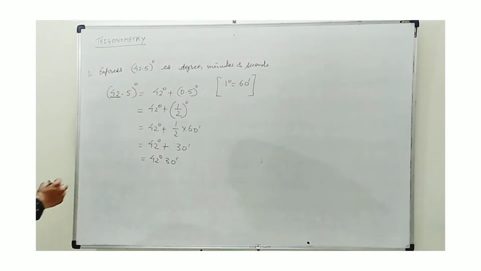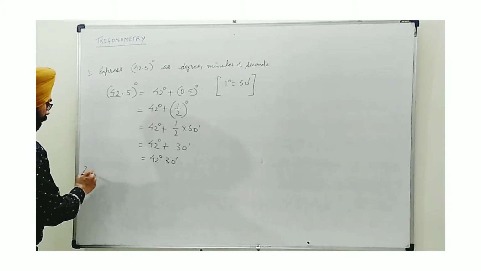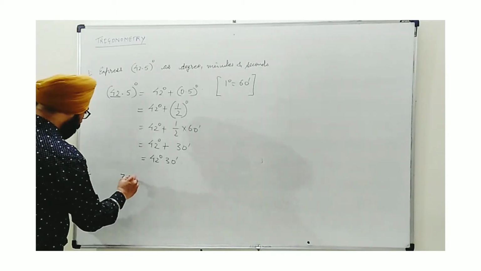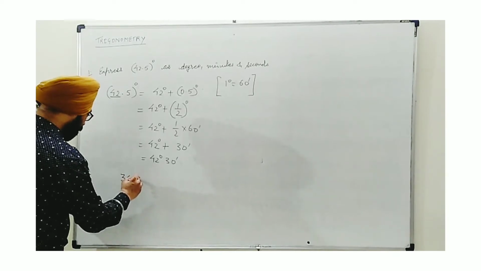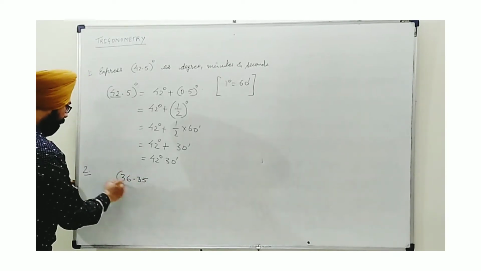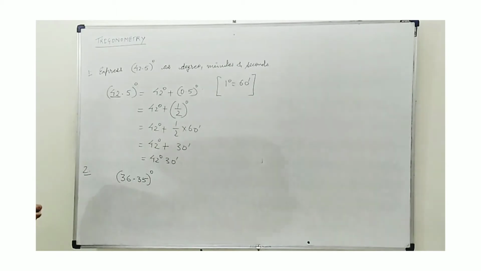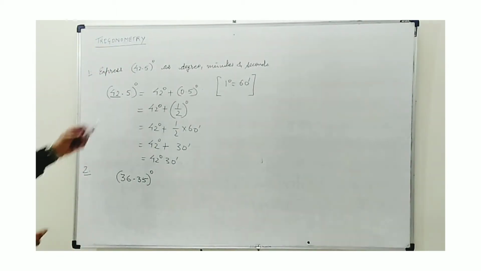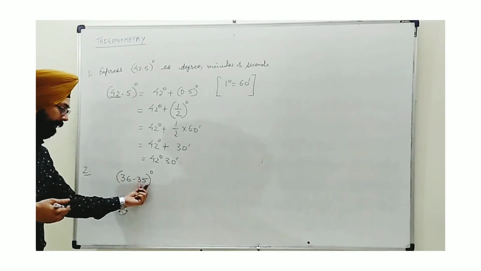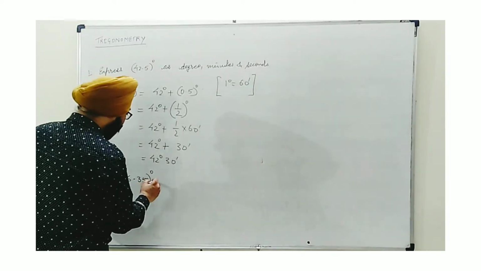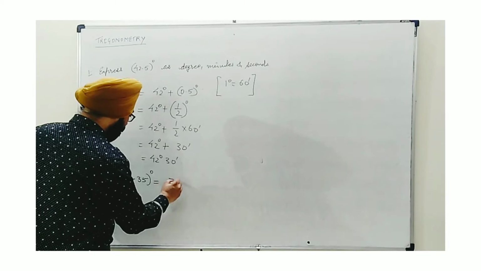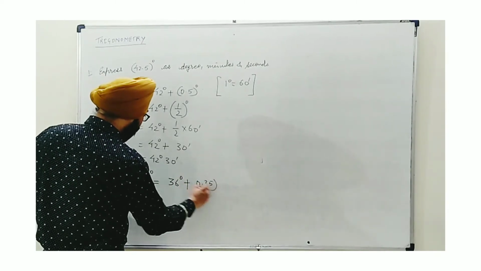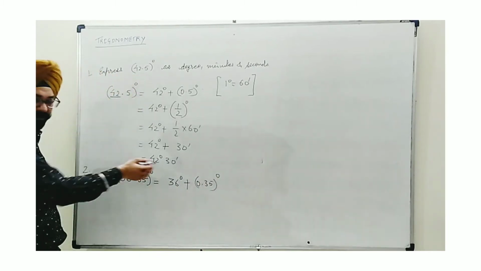One more example can be taken. Suppose we need to convert 6.35 degree as degree, minutes and seconds. How we do? The same thing. The whole number part will be separated from the decimal number part, complete from incomplete. So we will write 36 degree plus 0.35 degree here. This is the first step we do.